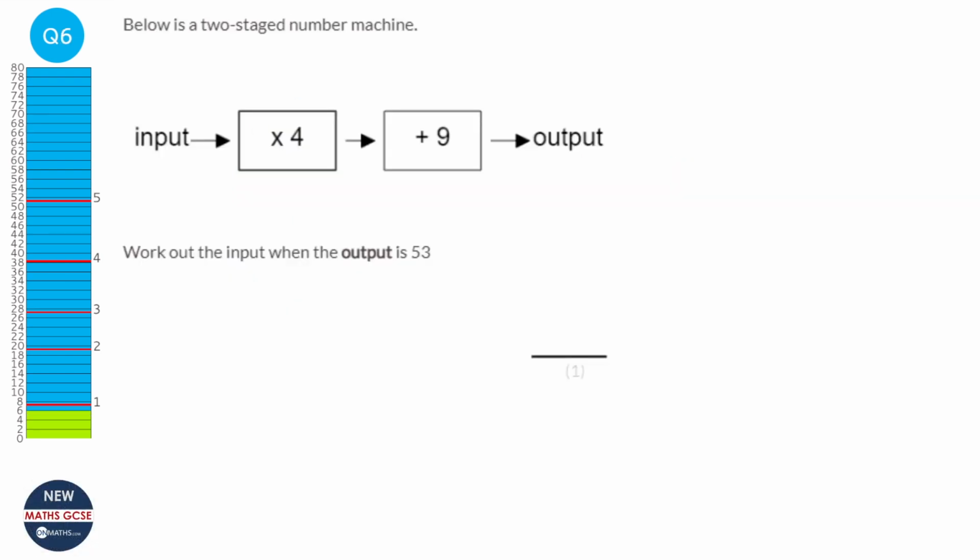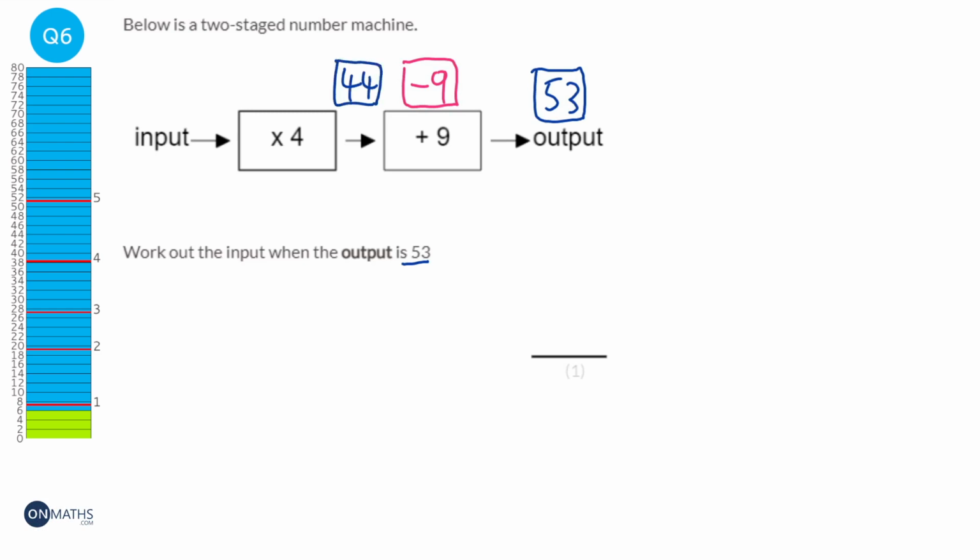In this question we're given the output as 53, so we know that the output was 53. So now we've got to work backwards. And when we work backwards through a function machine or a number machine, we do the opposite of what it says. So this first one says plus 9, but when we go backwards we do the opposite, which is take away 9. So we do 53 take away 9, which is 44.